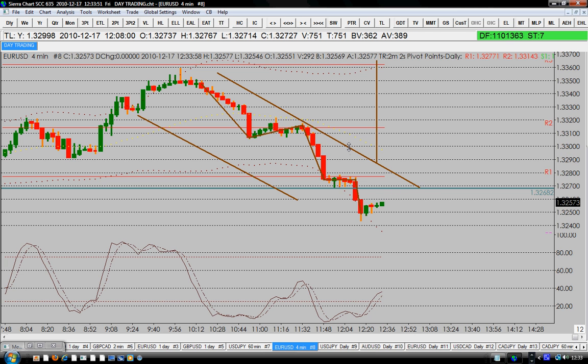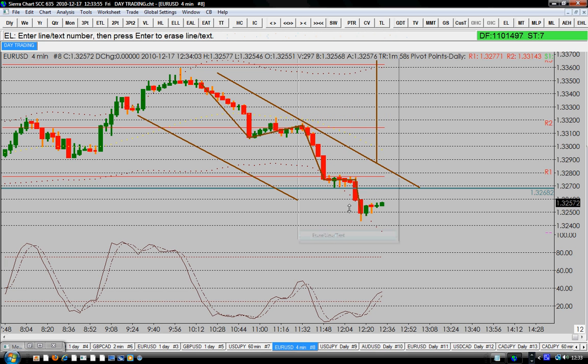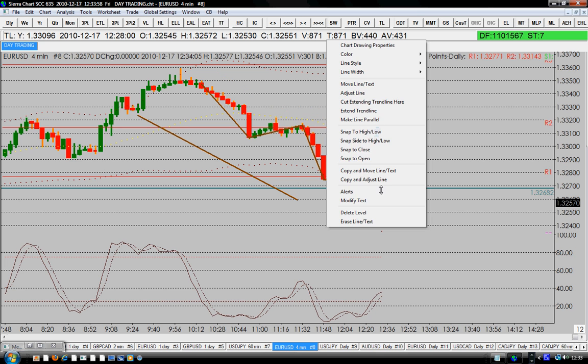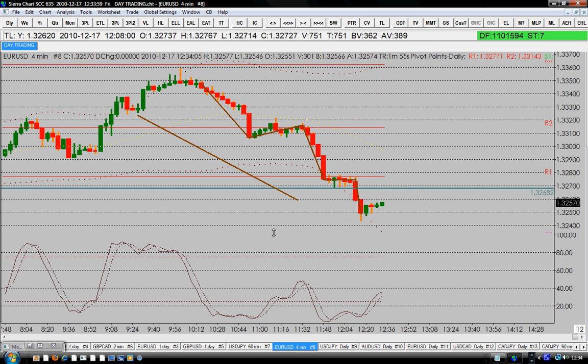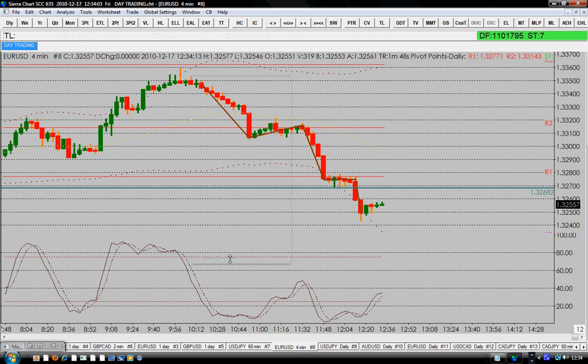What I'm going to do now is remove some of my drawing. That's what I do, I draw most of the time on my chart. I say it is very important to draw on your chart. So I will remove all my previous drawing.